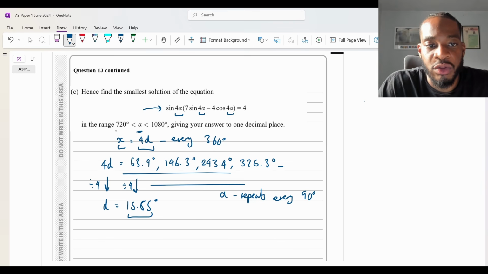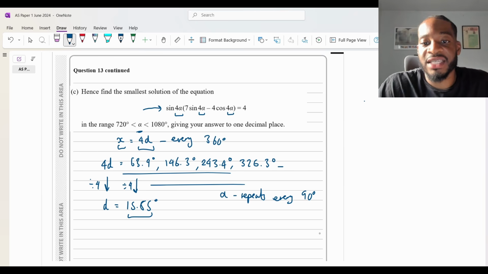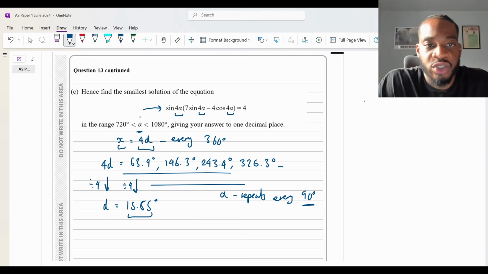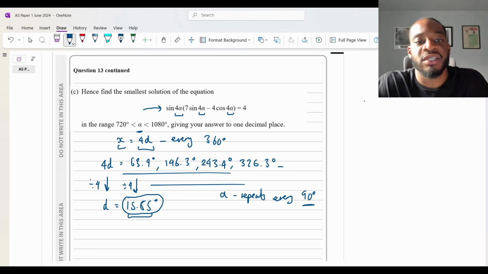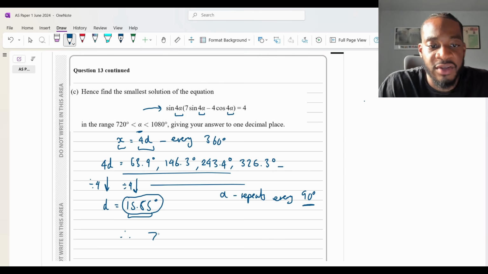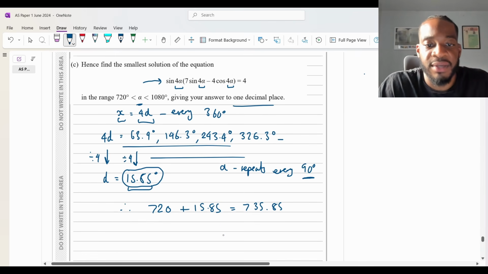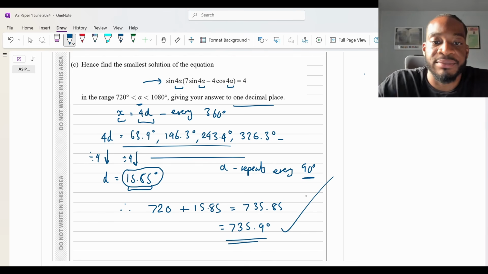So the range is between 720 and 1080. That's fine because 90 goes into 720. So to get the answer, remember 720 is going to be the beginning of a cycle. To get the smallest solution, we're just going to add on this value here, the first answer in the cycle, onto the beginning of the cycle that we're dealing with, which is 720. So the answer is going to be 720 plus this first solution, 15.85, and that will equal 735.85. And then they want it to one decimal place, which is going to be 735.9 degrees. And that is our answer for part C.